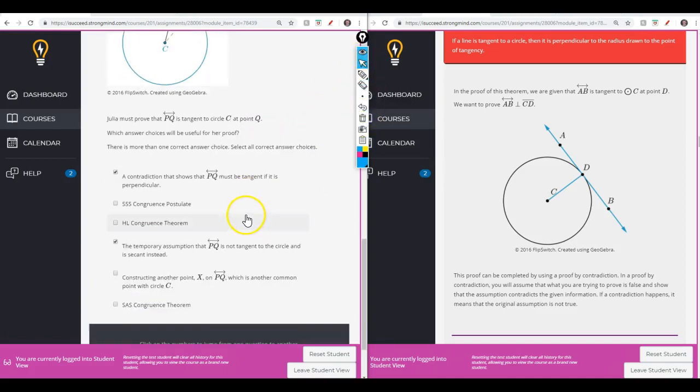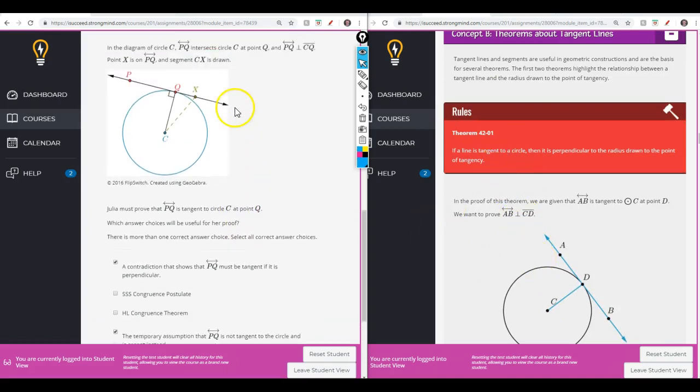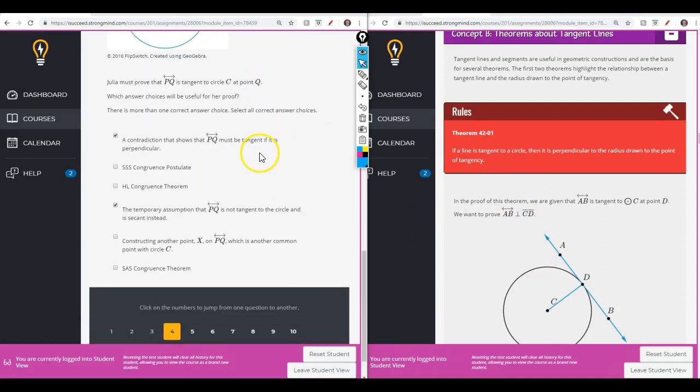And the next one, let's see, side, side, side. No, this one didn't have any triangles, so I'm going to eliminate this one and this one as well as this one. So let's see if this one makes sense for us, since we could eliminate the side angle side, hypotenuse leg, and side, side, side congruence postulate just by using the example in the lesson. Again, this is for theorem 4201, which is very similar to this proof.